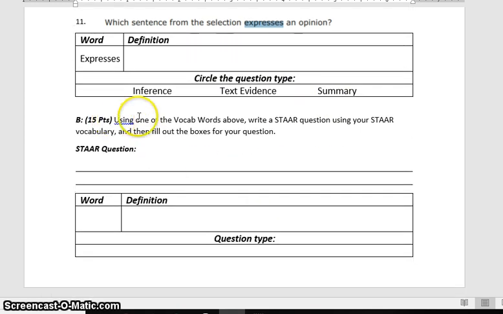Last part. Using one of the vocabulary words above, write a star question using your star vocabulary, then fill out the box of your question. So you make up a star question using one of these words. Then you will write the word here, write the definition of it, and then say what type of question it is, like inference or summary or text evidence or media, any of those types of things you've seen circled above. Try the parts you can try and get partial credit on it.